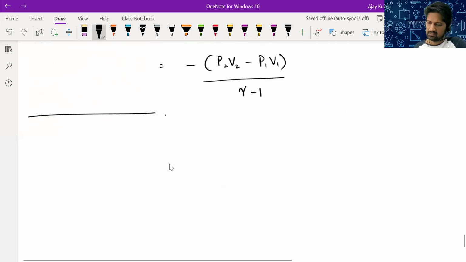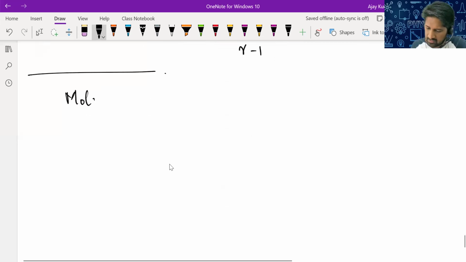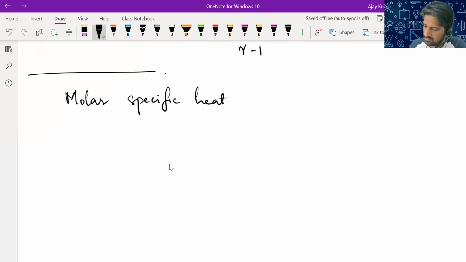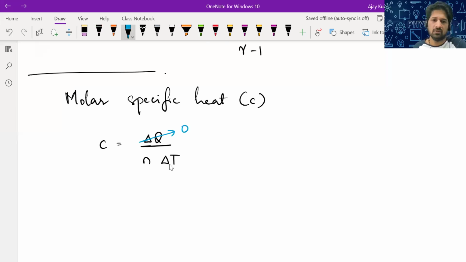Next thing that we discuss for any process is molar specific heat. By definition, molar specific heat is delta Q divided by n delta T. In an adiabatic process, delta Q is 0. Temperature change happens, so the denominator is non-zero. How does temperature change happen without supplying heat? Work gets converted to internal energy or internal energy gets converted to work. So temperature can increase or decrease depending on the process. So delta T will be non-zero, but delta Q is 0. Then that makes molar specific heat 0. So molar specific heat of an adiabatic process is 0.